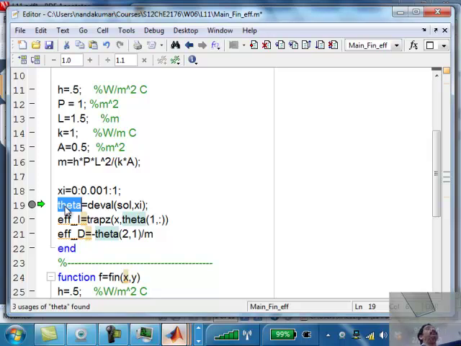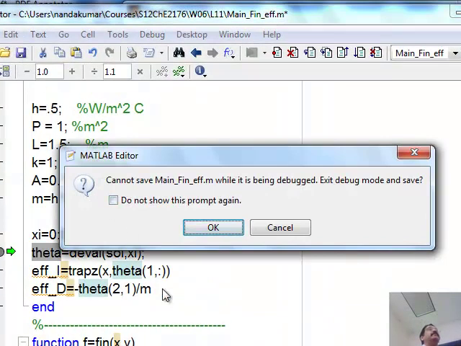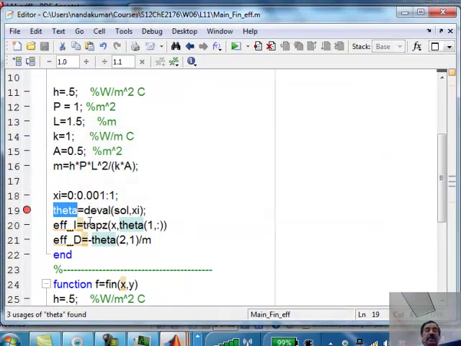My purpose is actually to use them to calculate my integral and to calculate my derivative. Okay, so any questions on that? The purpose of deval, a new function, it always goes with ODE45 or BVP4C. Its purpose is to interpolate the solution to a different grid, different range of independent variable. Okay, that's the main purpose. So let me just execute that.